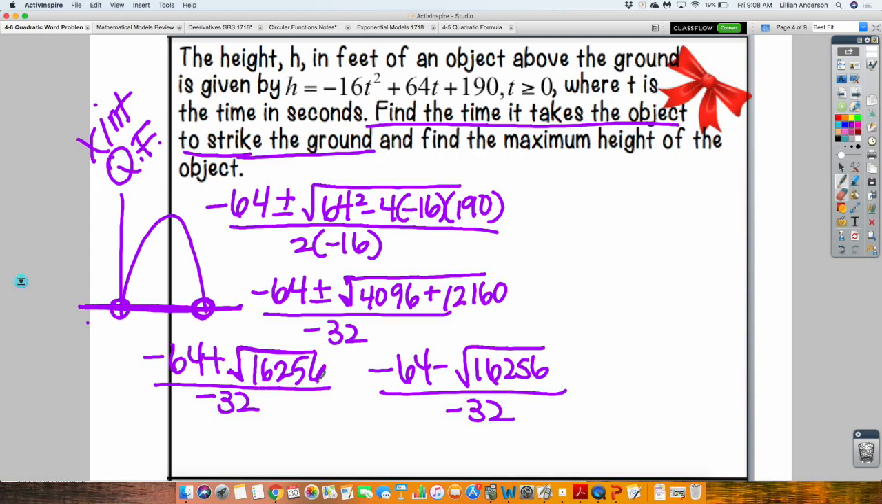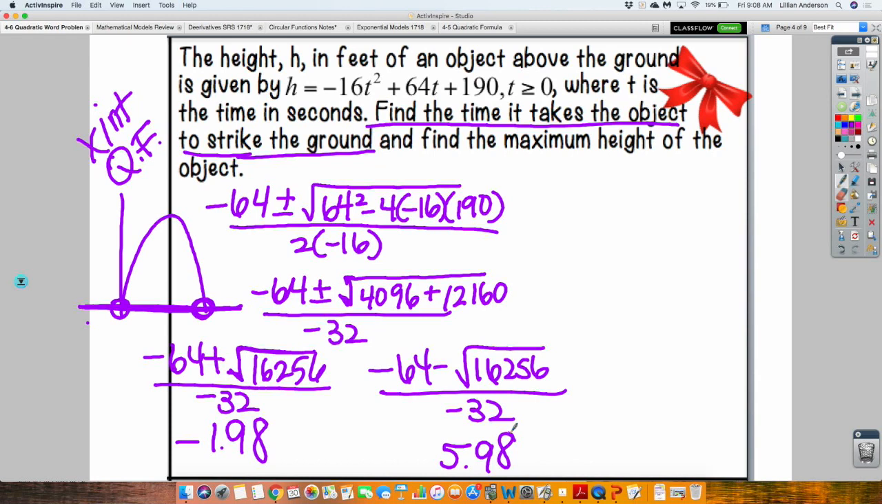The first one, did you get negative 1.98? For this one, did you get 5.98? You're going to have to do the entire top part, enter, divided by negative 32. Now, these represent my x-intercepts, but in context of the problem, what do they represent? The time. Can I have a negative time?